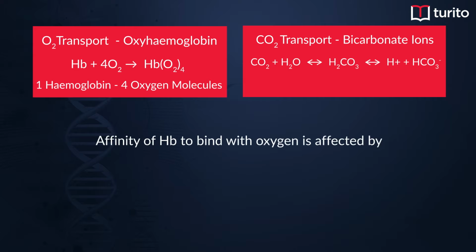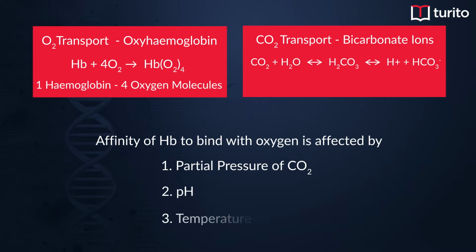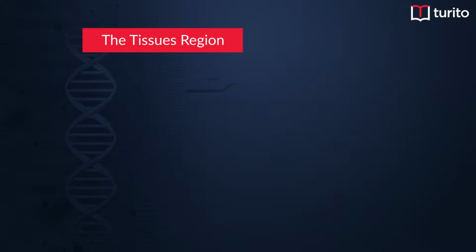The affinity of hemoglobin to bind with oxygen is affected by 3 factors, which include the partial pressure of carbon dioxide, the pH of blood and the temperature of the blood. Now let us begin with the tissue region.